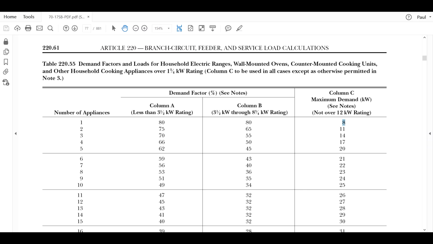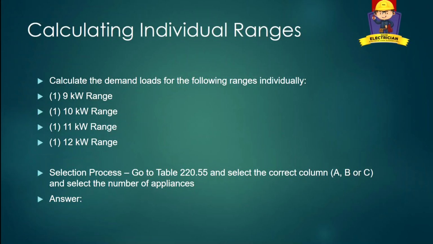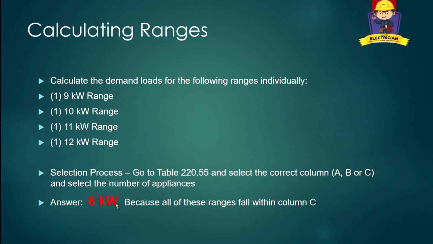So let's go back to the presentation and see if that's what it turns out to be. We've determined that for each of these individually, and we're not adding all these together. This is not an example. We just want to know what it is for each individual one. Whether it was 9, 10, 11, or 12, the answer is going to be 8 kW for any one of these.